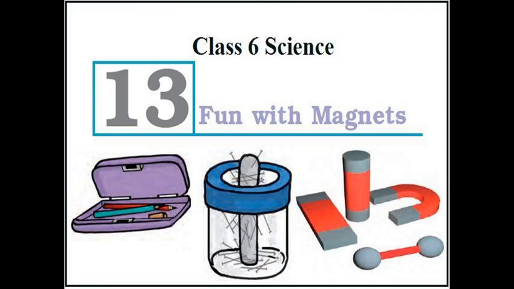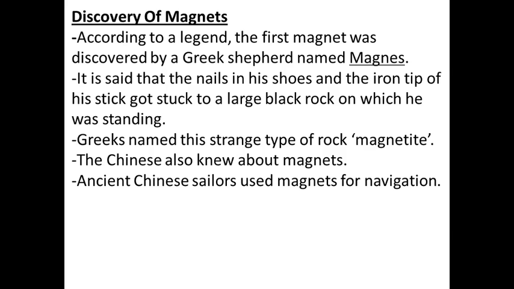Okay, so we have completed our two lessons of term 2, that are body movements and motion and measurement of distances. Now let's start our new lesson, that is lesson number 13, fun with magnets. In this lesson we are going to learn some activities regarding magnets, then the poles of magnets and some properties of magnets. So let's start our session number 1.